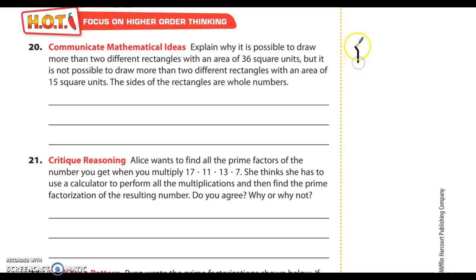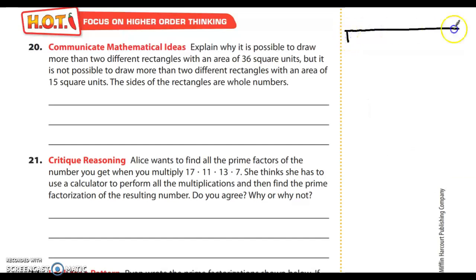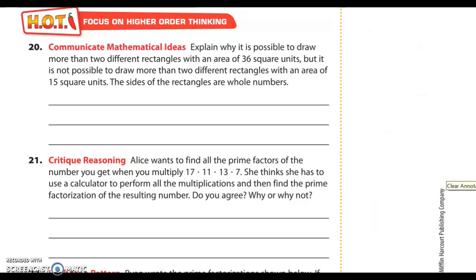What could we draw to make an area of 15? Well, we could draw a super long and skinny one. And this would be 15 by 1. Or you could draw a little bit shorter one, and this would be 5 by 3. Both of those statements are true. 1 times 15 is 15. 3 times 5 is 15. Now what could we draw for 36? For 36 we could draw a super long skinny one. That's 1 times 36. Or we could draw a 2 times 18. That's 36. Or we could draw a 3 times 12. That's 36. Or we could draw a 4 by 9. There's all sorts.